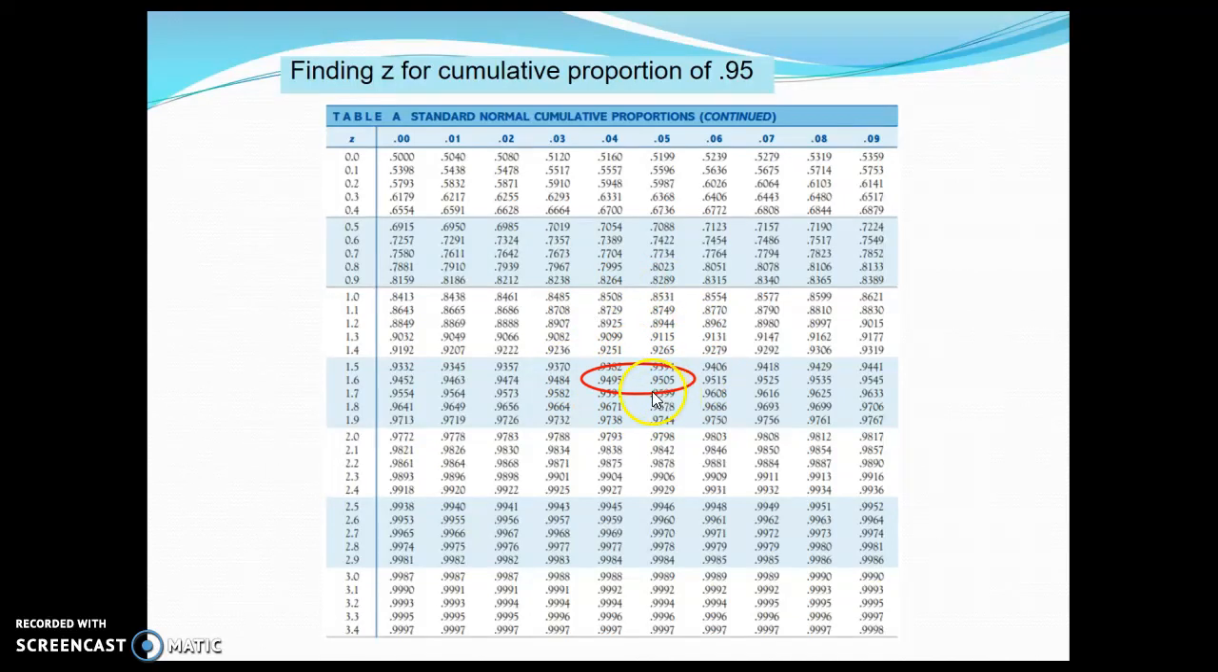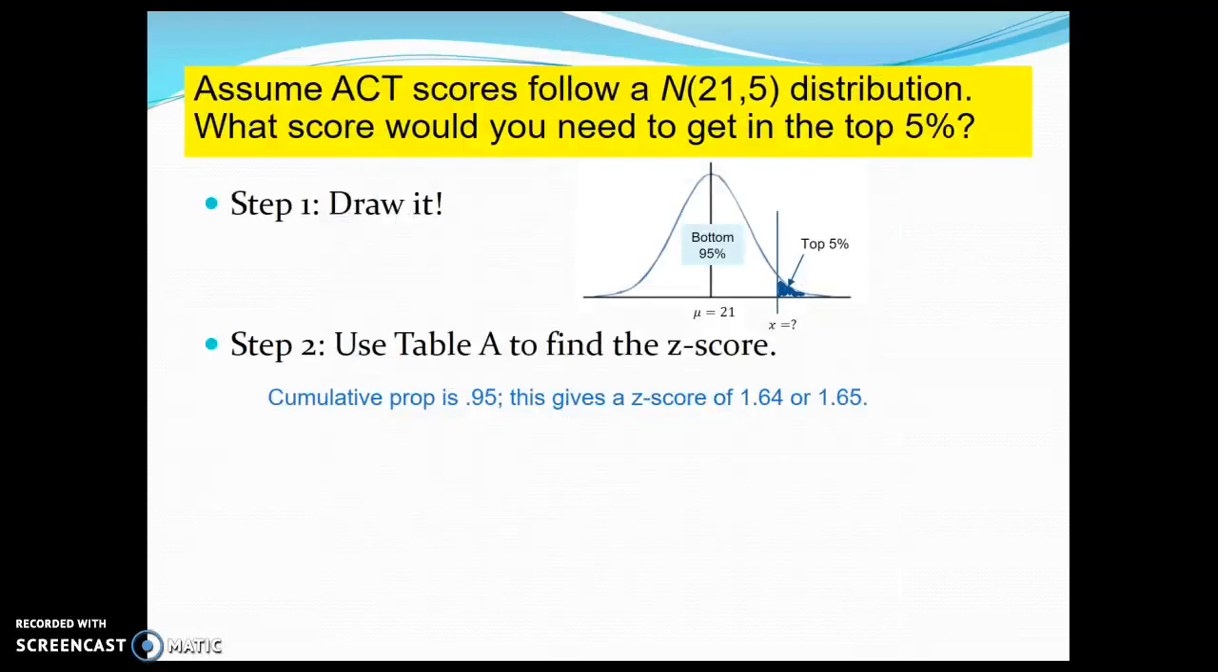You usually will not find it exactly. It'll usually be between two values. It's a little messier than when you're looking up the z-scores. And once you find which two it's between, you trace that to the left to give you the first two decimals of your z-score, and then up to the top to give you your final one. So our answer here is 1.64 or 1.65. Either one is fine. When we use technology, we'll get a slightly more precise answer, but in this case, either one will work. Okay, so we have a z-score of 1.64 or 1.65.